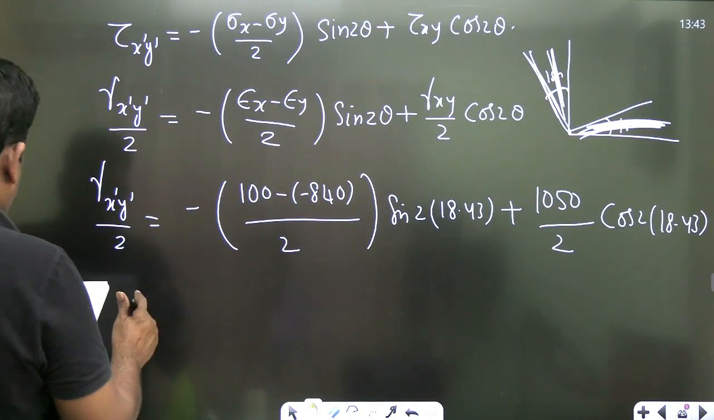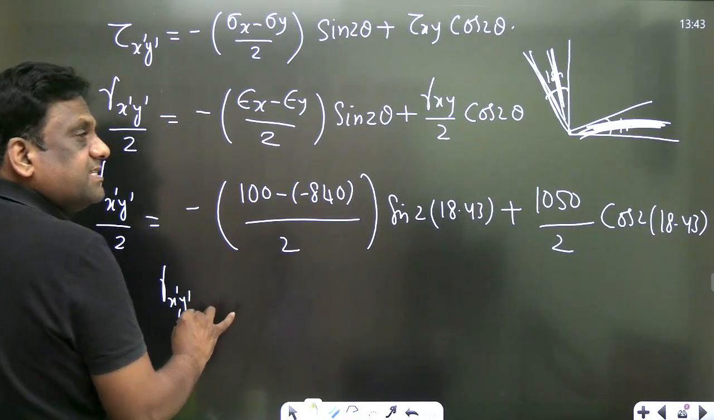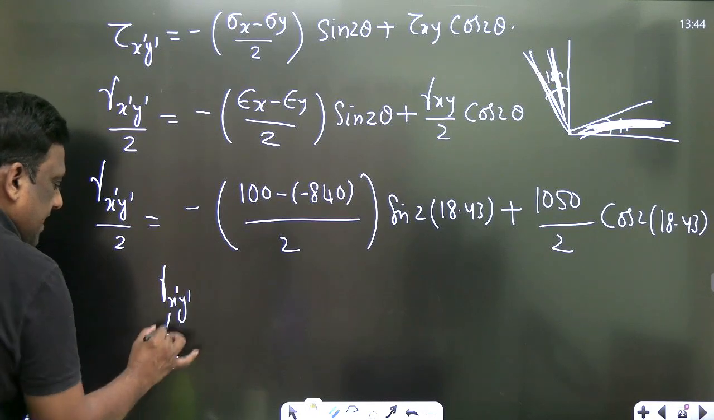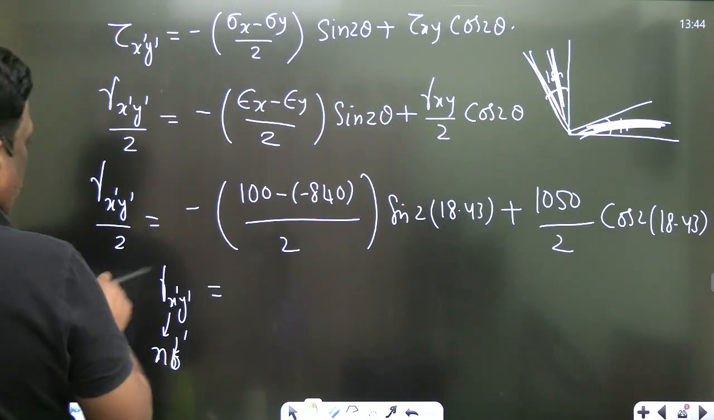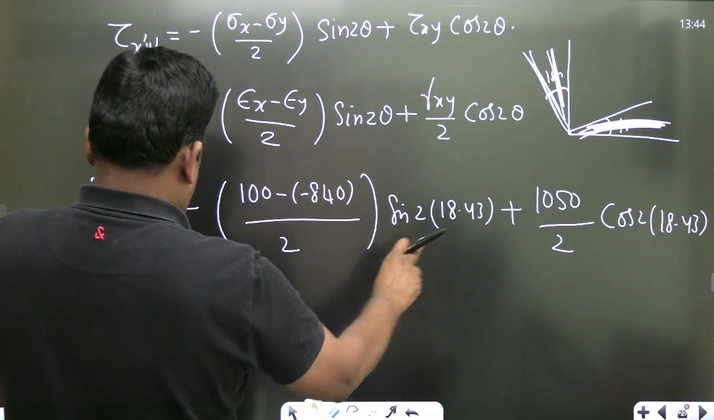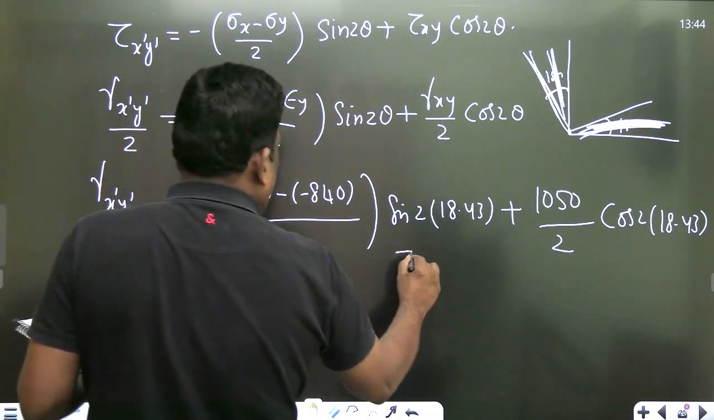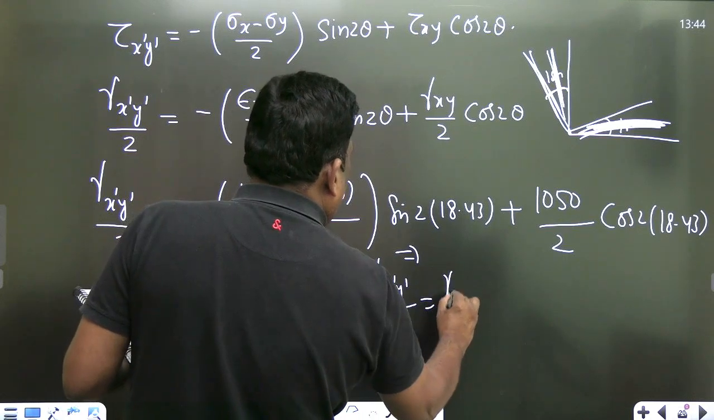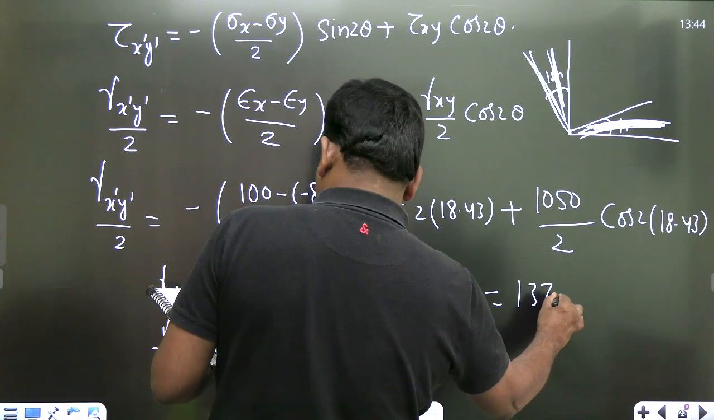ये आ रहा है आपका gamma x'y', और in this case x'y' का मतलब क्या है? n and t. x' is n, y' is t, gamma nt. तो ये आ रहा है 840 by 2 sin 18 point, okay. तो ये आ रहा है 130 by 2, implies gamma x'y' by 2 और gamma nt by 2, इसको gamma nt में लिखेंगे, ये आ रहा है 137.9.